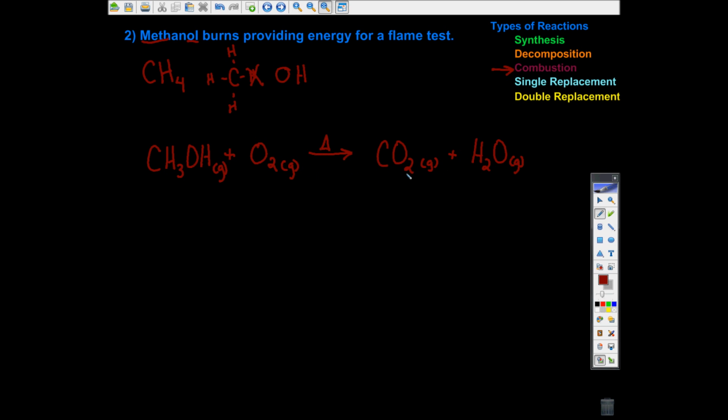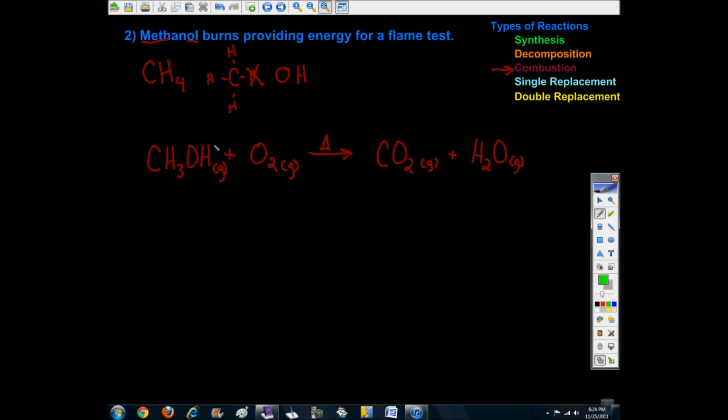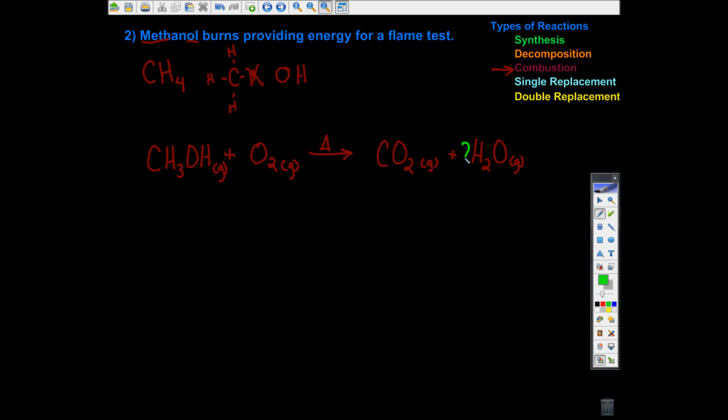So now you just have to make sure that this thing is balanced. Use a different color for balancing. I've got one carbon on both sides. I have 4 hydrogen and only 2 hydrogen here. So if I put a 2 in front of that, that's going to make my 4 hydrogen. I'm going to go ahead and do that, even though I might have to erase it. But that 2 also goes to the oxygen. And this 2 oxygen here and the 2 oxygen here gives me 4. Over here I have 2 plus 1 is 3.